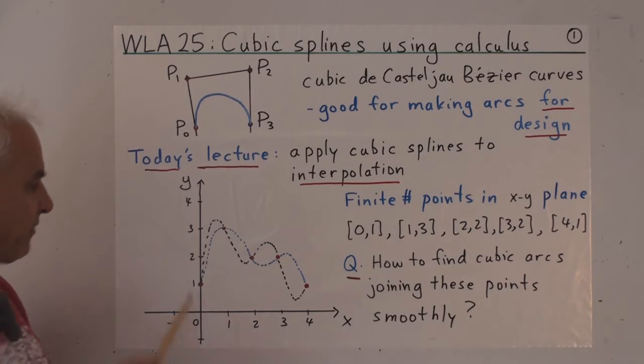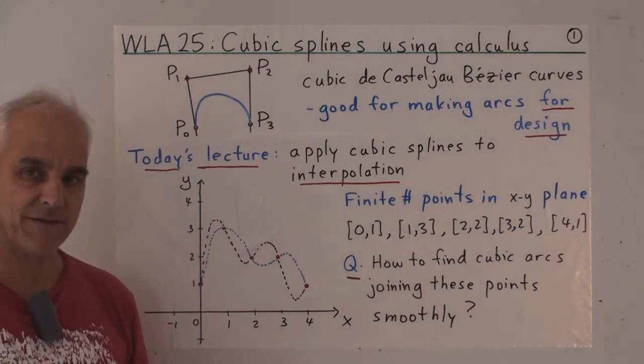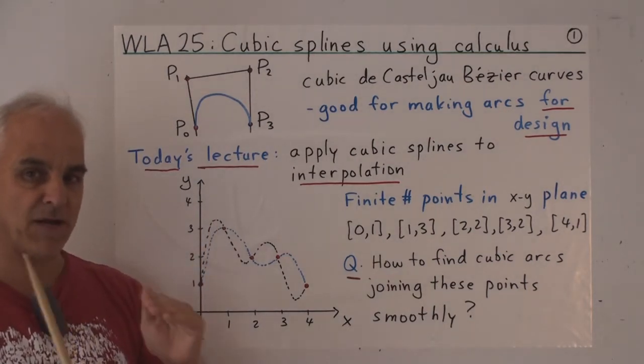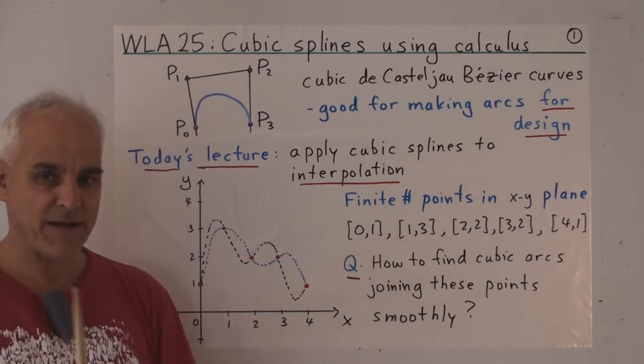So today we're going to look at a different aspect of that problem, where we're going to attempt to find a curve made up of just a bunch of cubic arcs. So we don't want to go past degree 3. Degree 3 is quite nice.